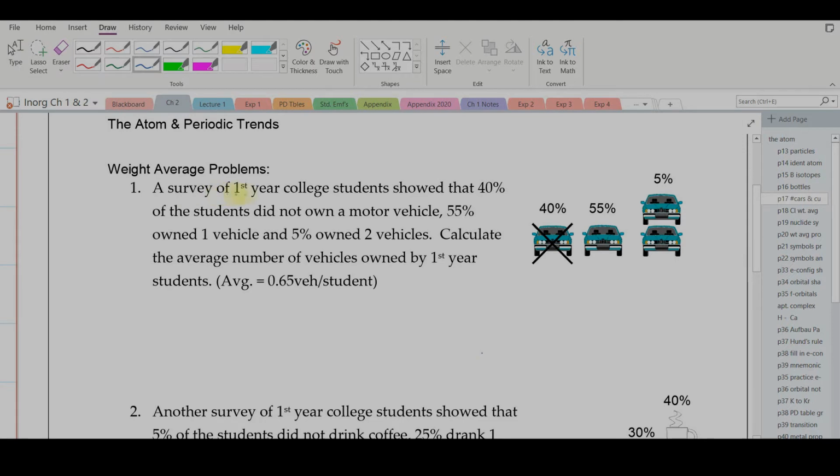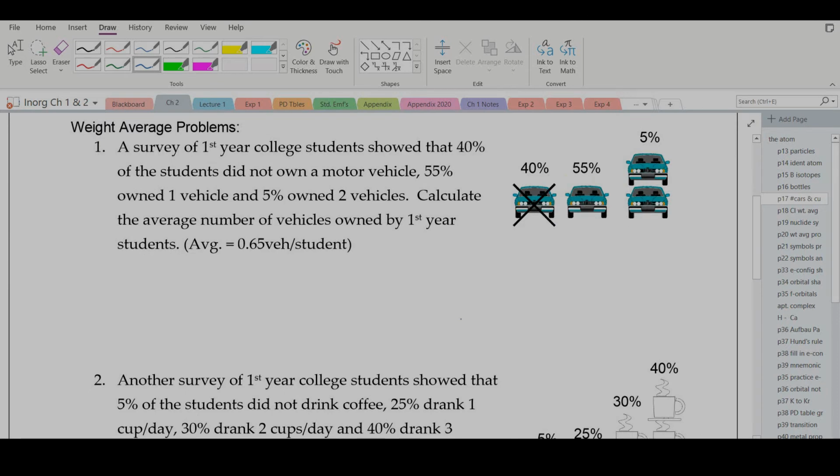A survey of first-year college students showed that 40% of the students did not own a motor vehicle, 55% owned one vehicle, and 5% owned 2 vehicles. Calculate the average number of vehicles owned by first-year students. Here I have it graphically.